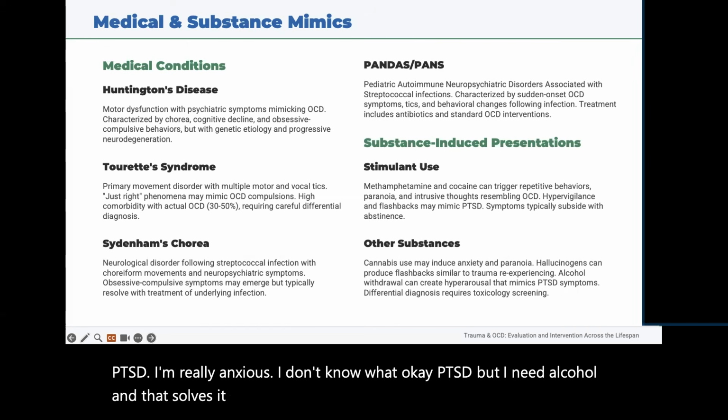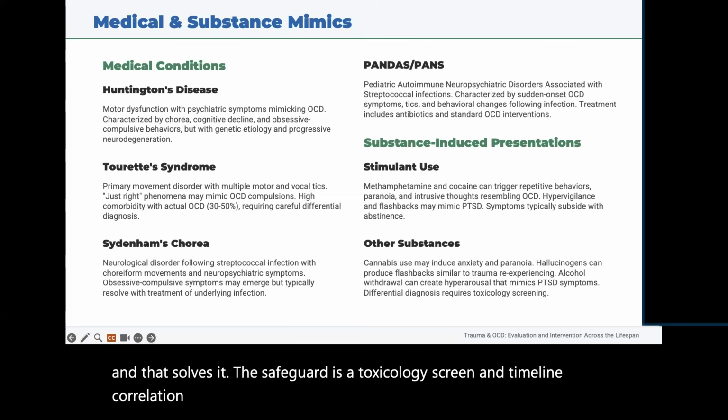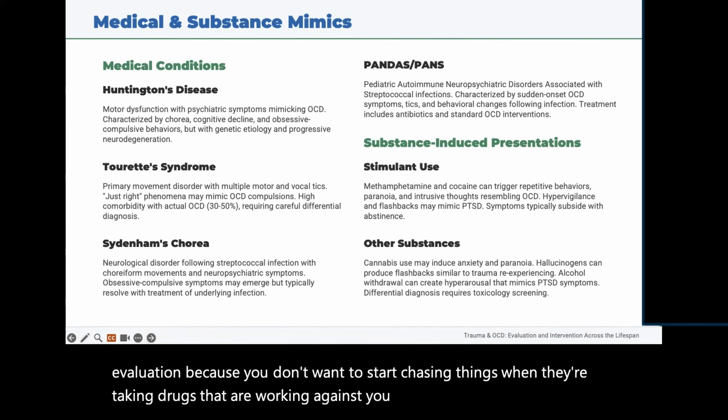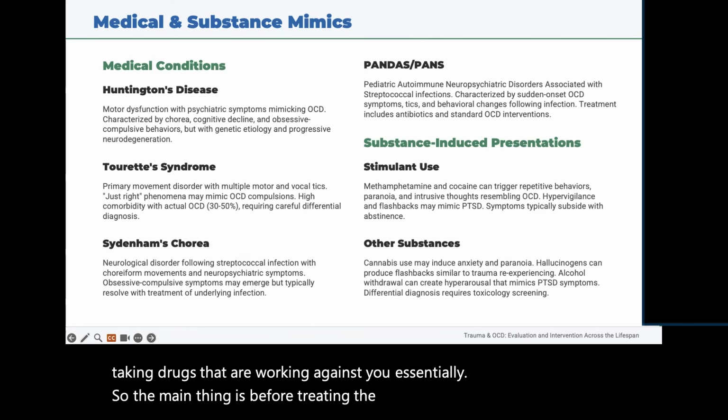The safeguard is a toxicology screen and timeline correlation. So that's how you work a toxicology into your psychiatric evaluation, because you don't want to start chasing things when they're taking drugs that are working against you, essentially. So the main thing is, before treating the mind, check the body.